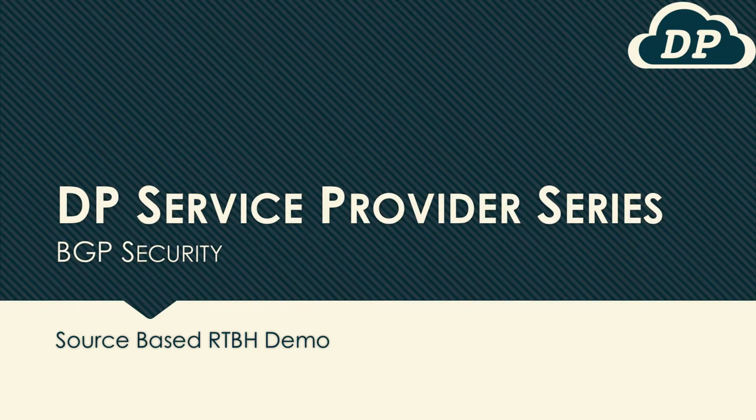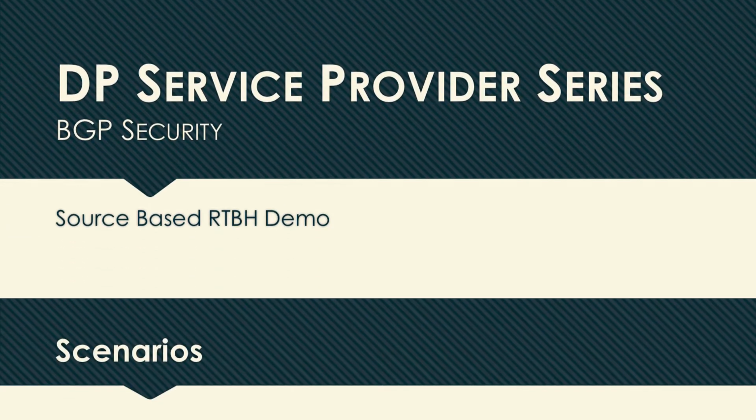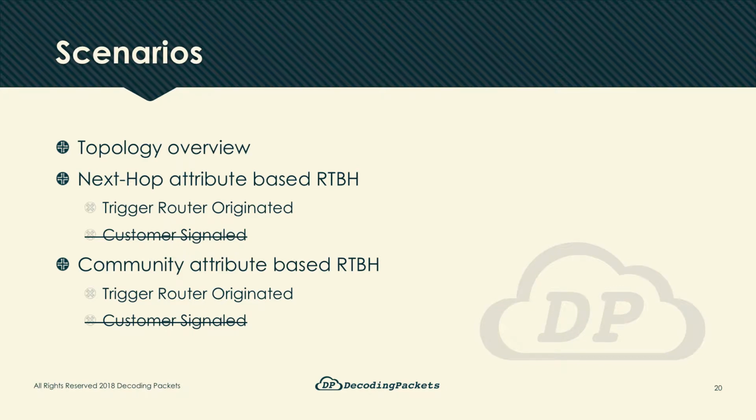Time now to wrap this topic up with a demo. For this demo, we are using the same topology that we used for destination-based RTBH. The scenarios for the most part are the same, except the customer is not going to be involved in the signaling process anymore. So we somehow figure out who the attacker is, and then we use source-based RTBH internally to block that attacker. There is also a difference in the next hop attribute-based RTBH, especially when it comes to IPv6, but we'll talk about it once we come to that topic.